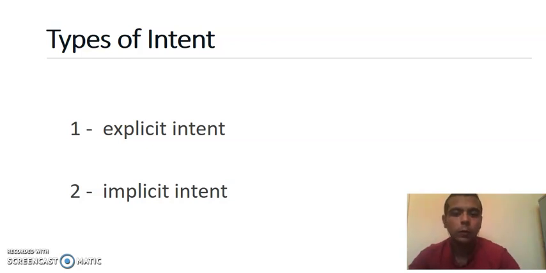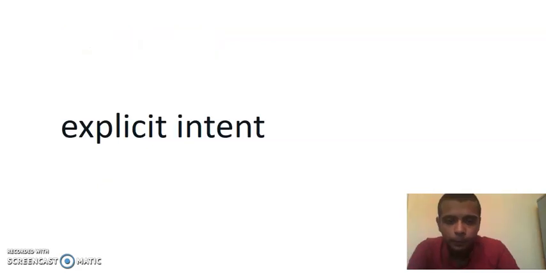So what are the types of intent? We have 2 types of intent: explicit intent and implicit intent. Explicit intents are used to call specific components. When you know exactly which component you want to launch, then we use explicit intent. Let's take an example. If we have 2 activities, activity A and activity B, and from activity A we want to launch activity B, then we use explicit intent.